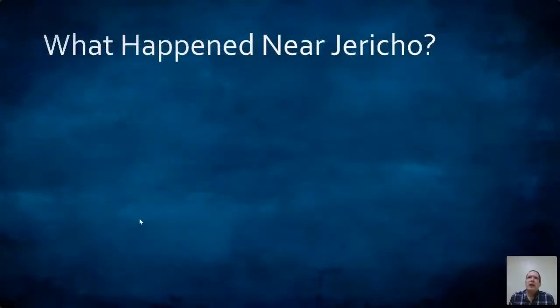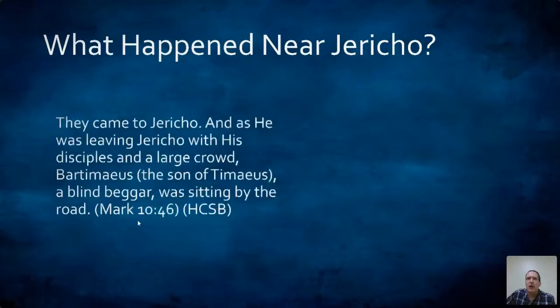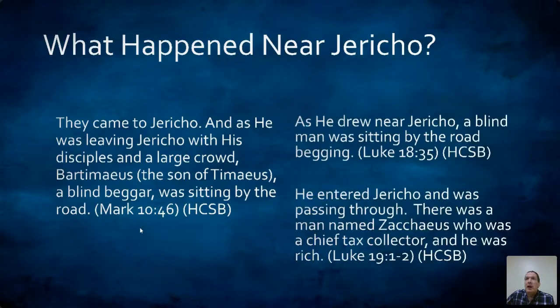Now, finally, we're getting back to these blind men near Jericho. What happened near Jericho? Mark 10:46, for example: they came to Jericho, and as Jesus was leaving Jericho with his disciples and a large crowd, Bartimaeus, the son of Timaeus, a blind beggar, was sitting by the road. Luke 18:35: as Jesus drew near Jericho, a blind man was sitting by the road begging.